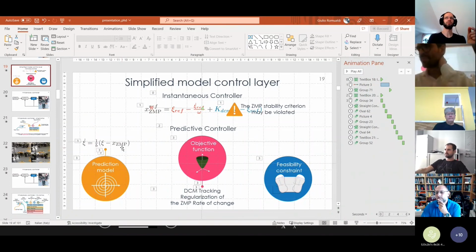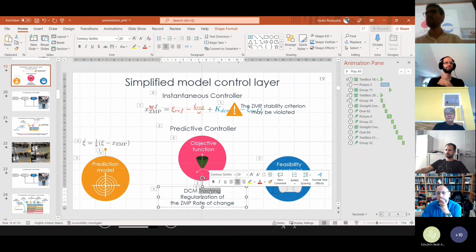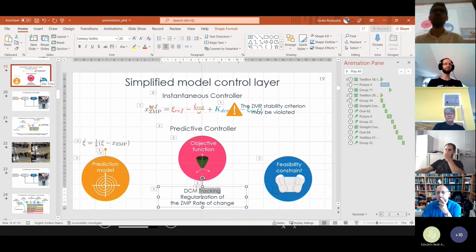Having a low, slowly changing ZMP is one of the additional objectives. Yeah, exactly. So there are two objectives. One is the DCM tracking. That has been the planner that you presented back in time. And then there is another task for the regularization of the rate of change of the ZMP.